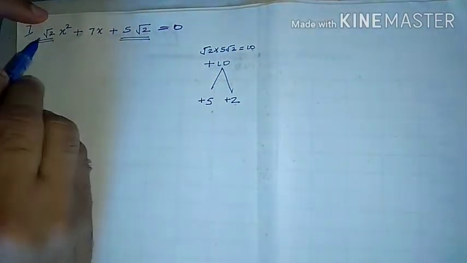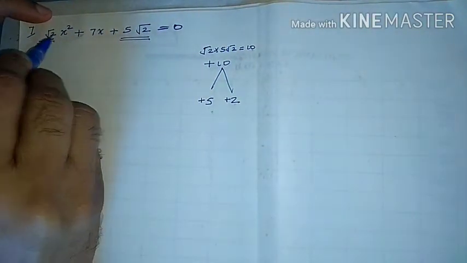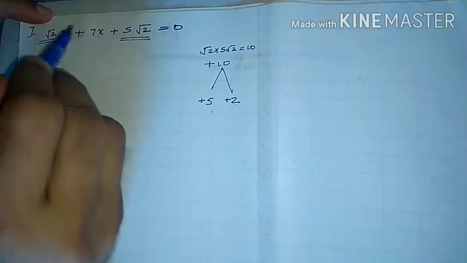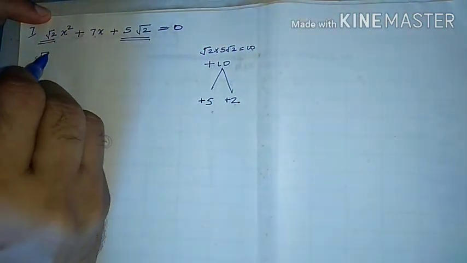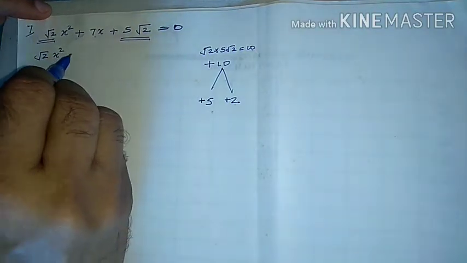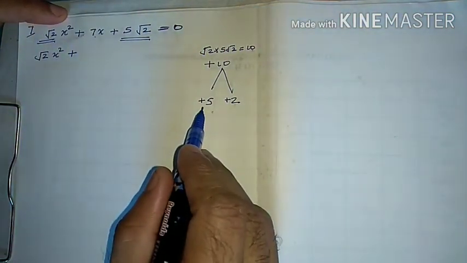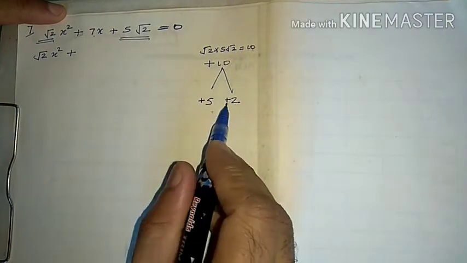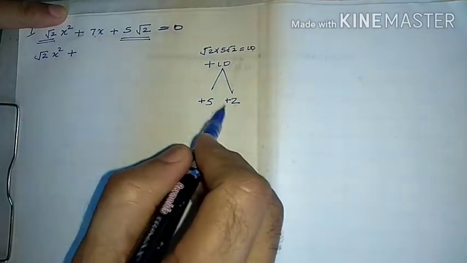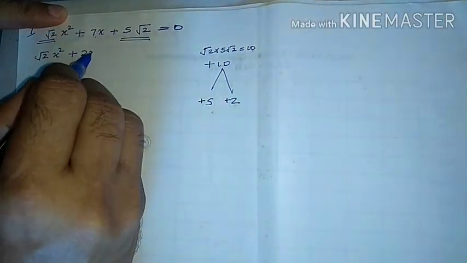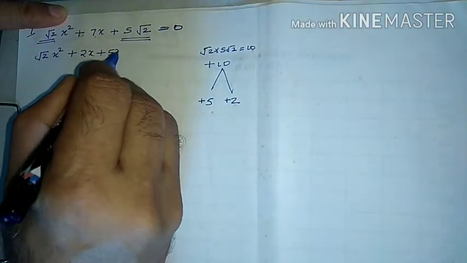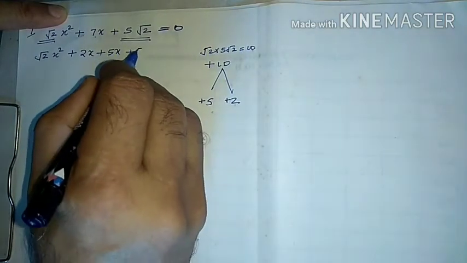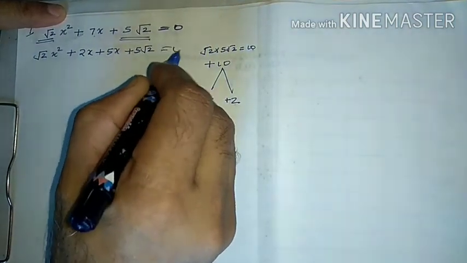Now here, what is the common factor? Only x is common. So we have to split the middle term this way: root 2 x square plus 2x plus 5x plus 5 root 2 equal to 0. You can write either 5 or 2 first; we write 2x.